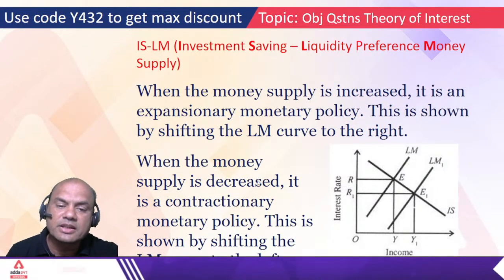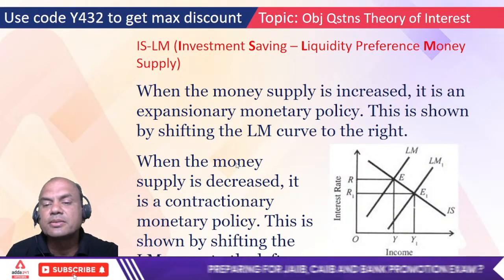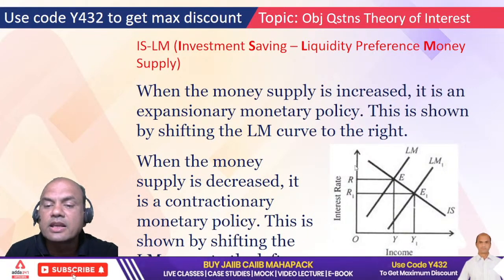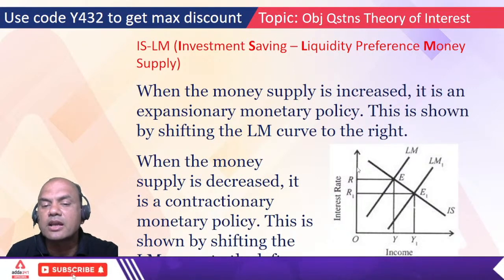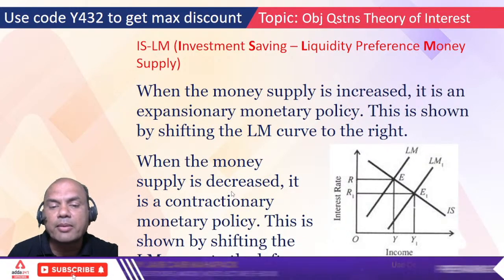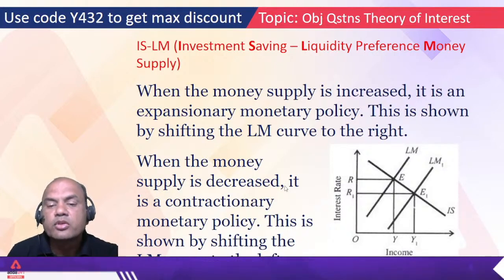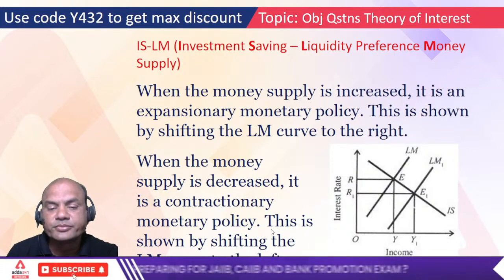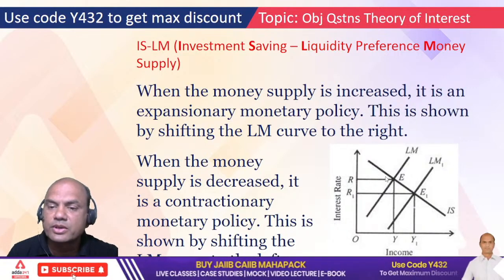When the money supply is decreased, it is known as the contractionary monetary policy, right? Money supply is decreased means R increases. RBI will increase the repo rate, it will increase the CRR. So it's a contractionary policy. RBI will tend to buy back the money, get the money from the market to its kitty. So that will contract the economy. This is shown by shifting the LM curve towards the left, right? The LM curve will shift towards the left.